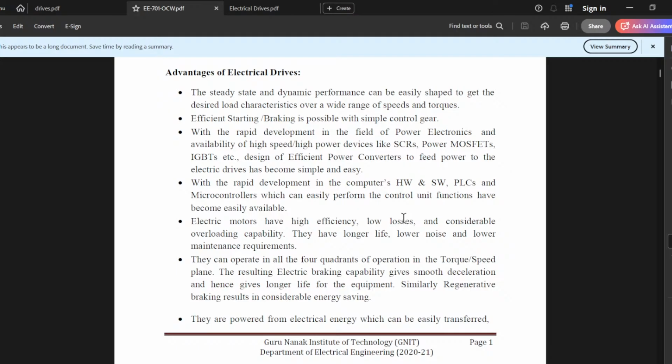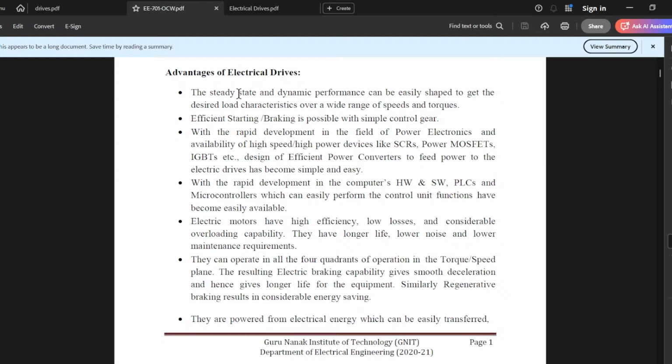As the electricity industry was growing, we were seeing the benefits, the advantages of electrical drives. So this is all about energy engineering and the industrial aspect of motors, so drives. Now, their advantages. We'll go through each one of them. The steady state and dynamic performance. You must know the steady state and the dynamic performance, you guys.